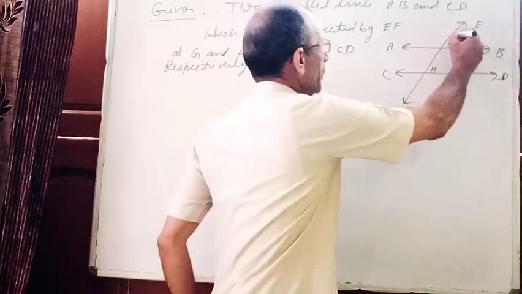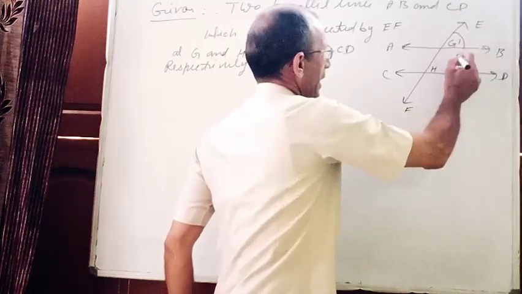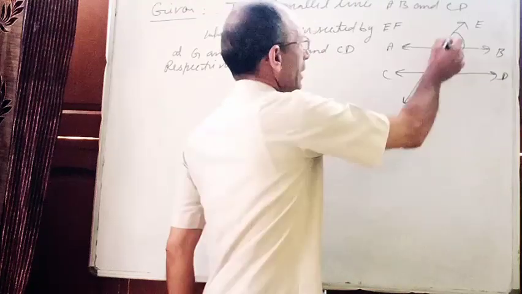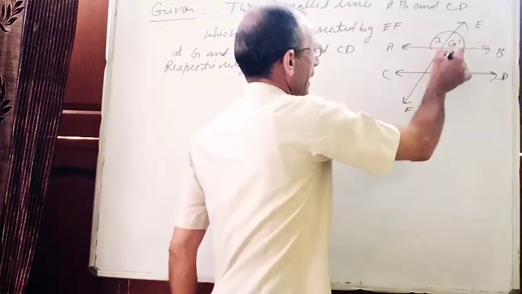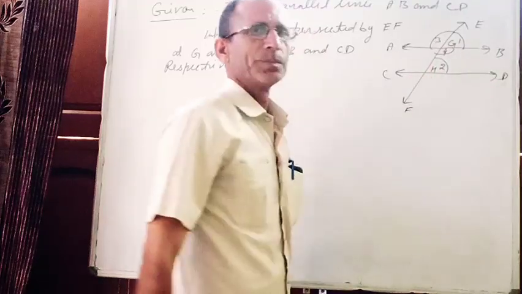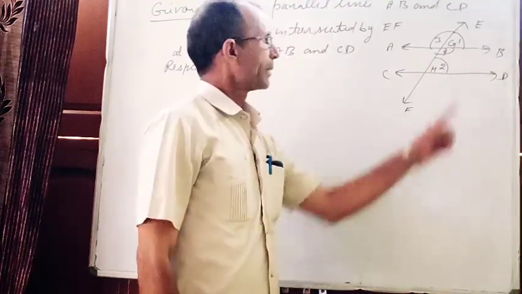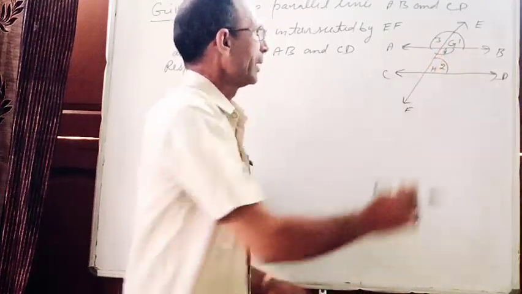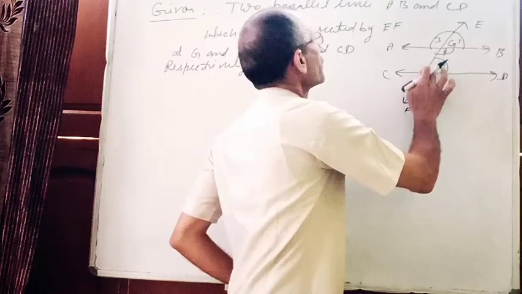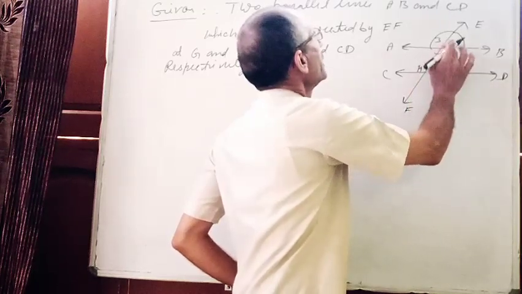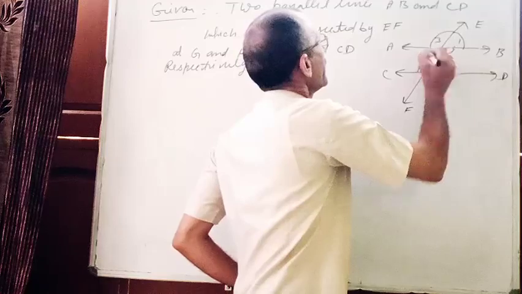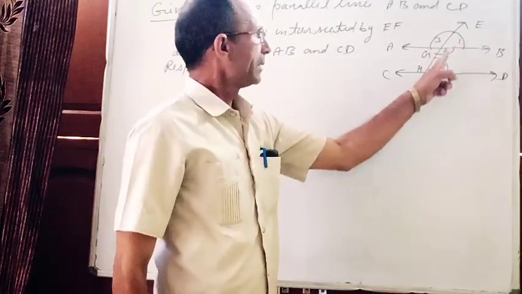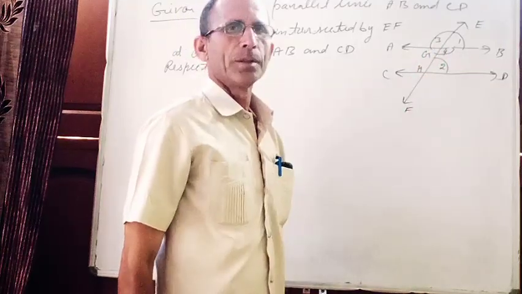So we have to prove angle 1. You can give the name angle 1, and this is angle 2. This is angle 3, and this is angle 4. Angle 1, angle 2, angle 3, angle 4. You can write H here and G here because there will be no confusion. Now all things are clear. Angle 1, 2, 3, 4.